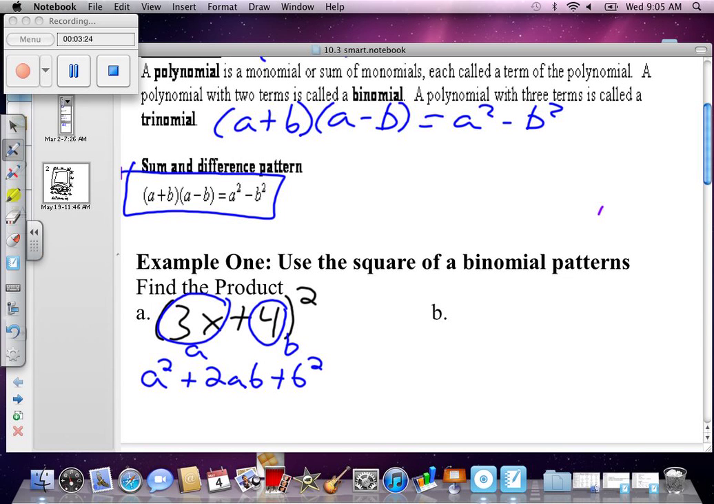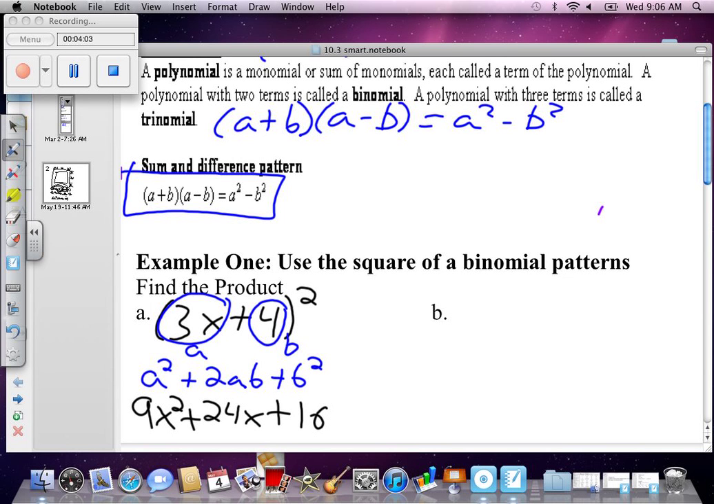Okay, what's 3x squared? 3x, the whole thing squared, is what? 3 times 3 is? So we have 9x squared plus, what's 3 times 4? 12. What's 12 times 2? 24x plus, what is 4 squared? 16. So these are just special products. Okay, special binomials.